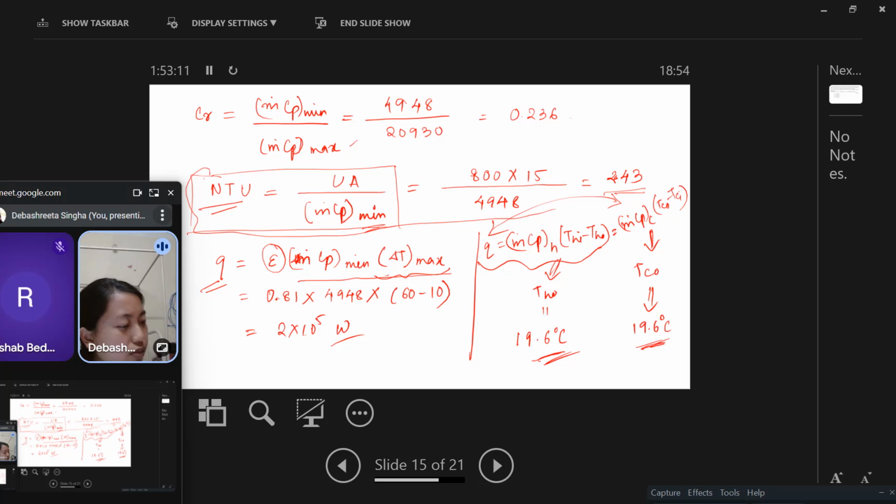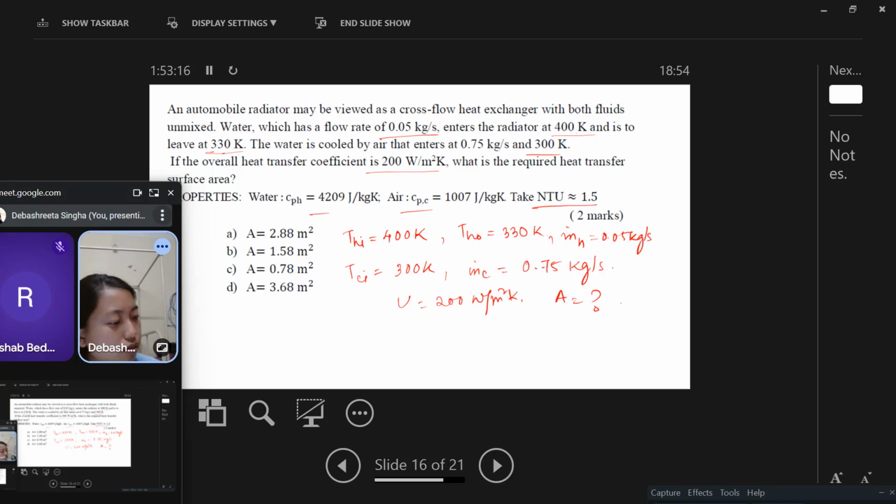So in the previous question we saw NTU is equal to UA by MCP mean. Now your task is to find out which one is the MCP mean, whether it is for cold fluid or for hot fluid. Then you already know U. U is given, NTU is also given, 1.5. So directly you can calculate this A. This is also an easy equation, and here you will be able to use this NTU formula also.